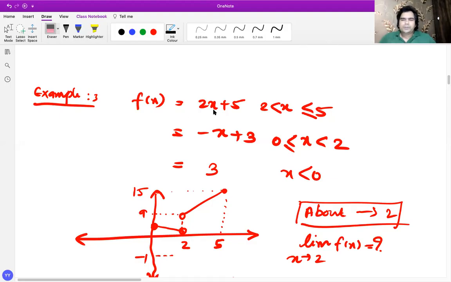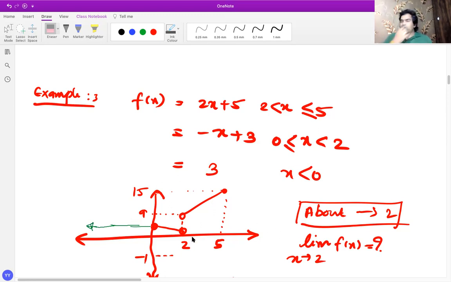So for this function, you have got a hybrid function, which is defined for 2 to 5. It is 2x plus 5. Between 0 and 2, you have this line, negative x plus 3. And y equals 3 for x less than 0. So when you talk about y equals 3, it is going to be somewhere here. That's your y equals 3 line. Now you want to check whether the limit about 2 exists or the limit about 0 exists.